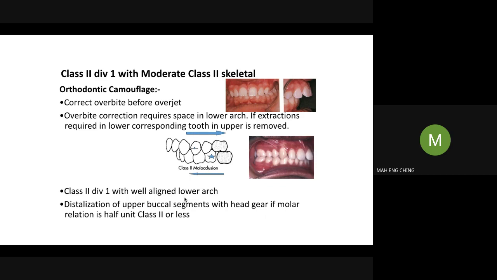So braces is very simple. If you need a lot of space, then we take out teeth. If you don't need that much space, maybe you try not to take out teeth, because whatever we're taking out is considered good and sound too. So if there is no reason, you don't sacrifice good teeth.